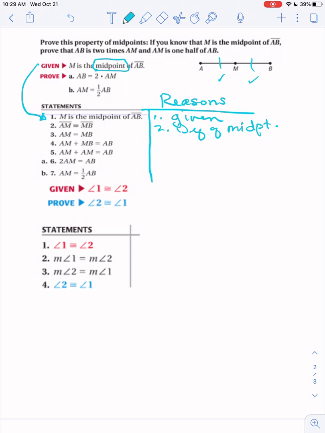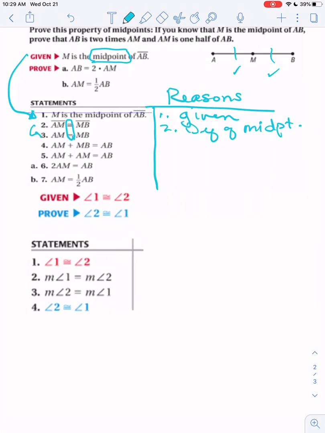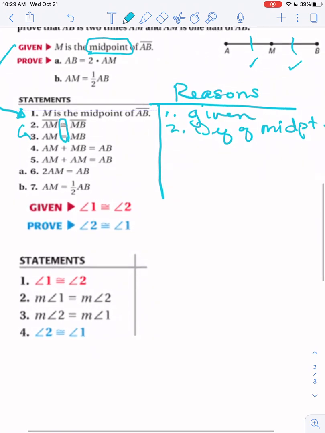From step 2 to step 3, you can see the only thing we changed is we went from a congruent symbol to an equal sign. That's called definition of congruence. The definition of congruent segments is two segments that have equal length, and that's all we're saying. If those segments are congruent, then they have equal length.